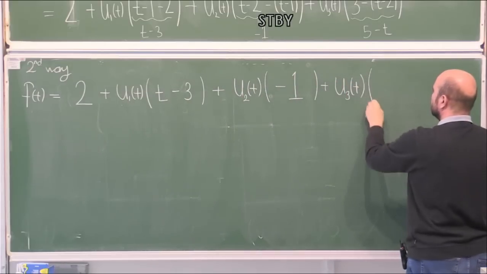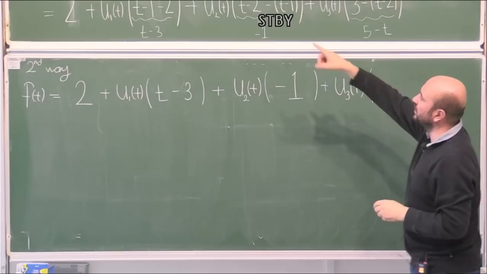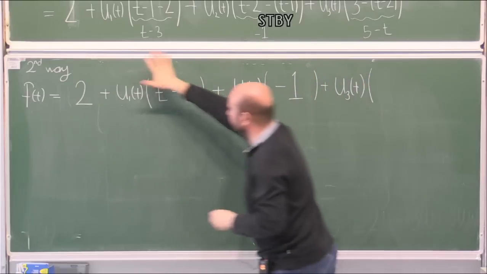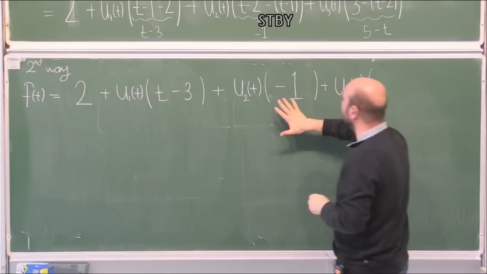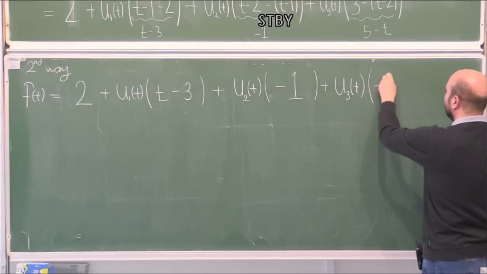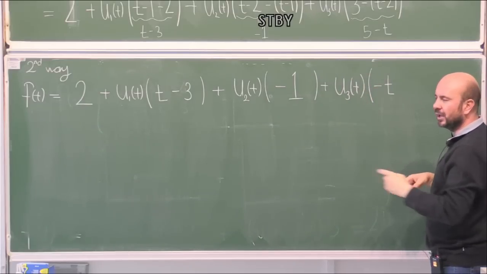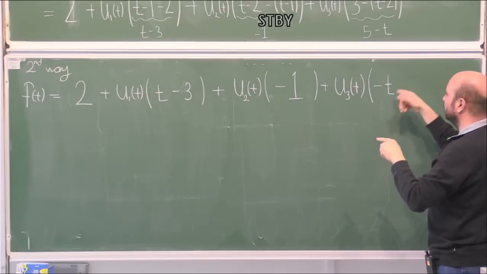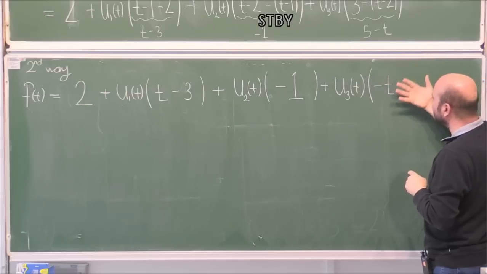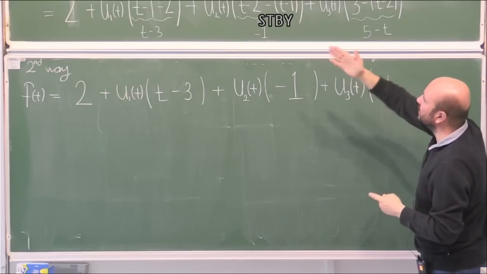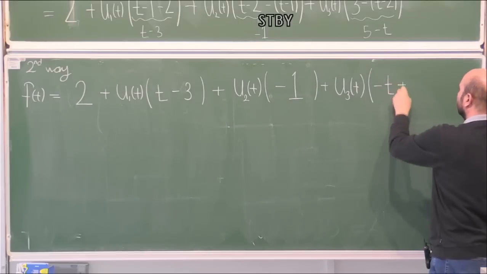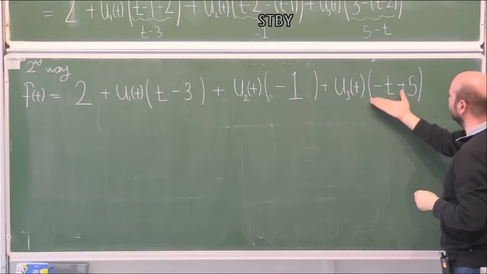All right, then what should I do? After 3, your signal continues as 3. So before 3, when you add them up to t minus 3 and minus 1, you basically get t minus 2. But I want to make it 3. So first of all, I should cancel t. It was t minus 2 minus t, t vanished. Then I want to make it now 3. To make it 3, I have to add 5 to this. So now this is what we get.